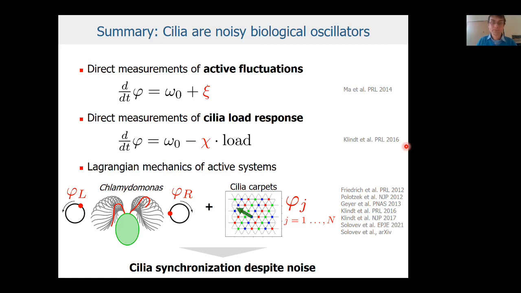Also, in this respect, you already connected the response function chi with the energy efficiency. Can you explain a little bit that point? How are these two things connected, the energy efficiency and the response chi?